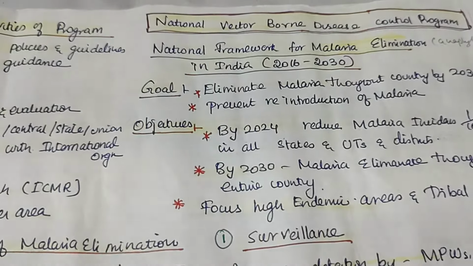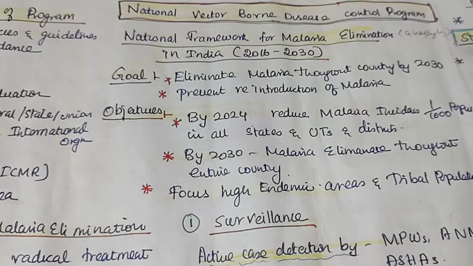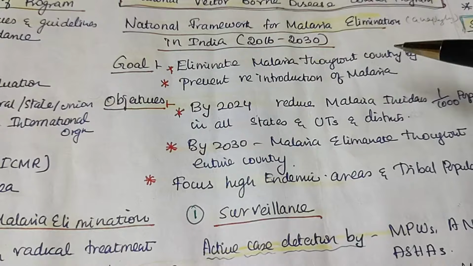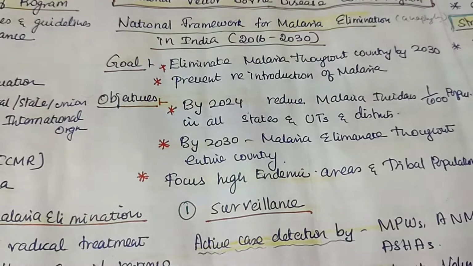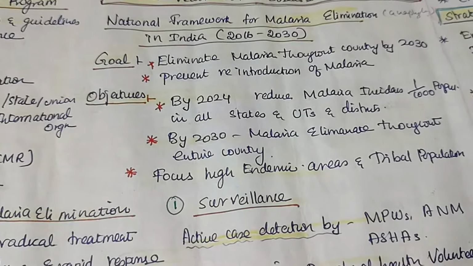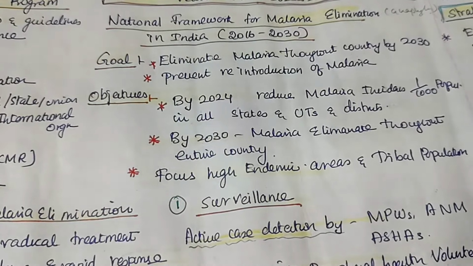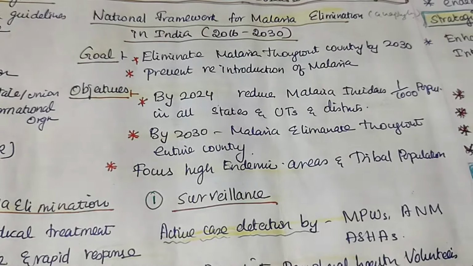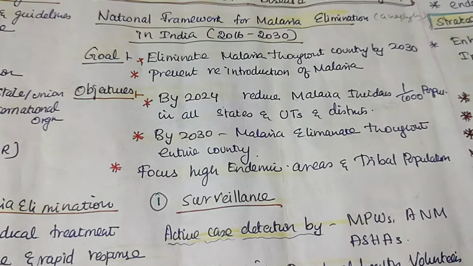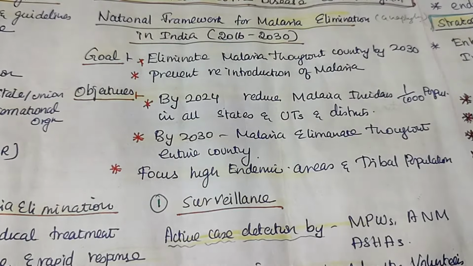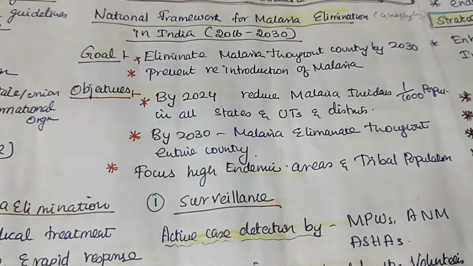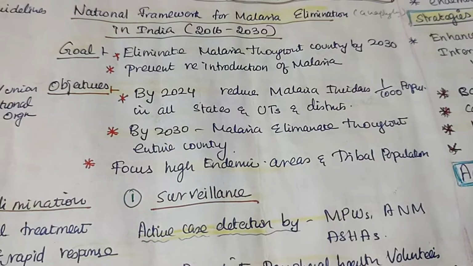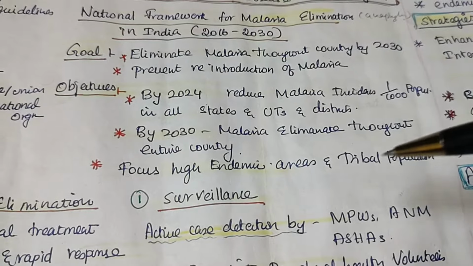The National Framework for Malaria Elimination in India, with a main goal for 2016 to 2020. The main goal is to eliminate malaria throughout the country by 2030, and to completely prevent the reintroduction of malaria. By 2024 what do they want to do? To reduce malaria to less than 1 per 1000 population in all states, union territories and districts in India. By 2030 the main goal is to eliminate it throughout the entire country, and to focus on the high endemic areas.